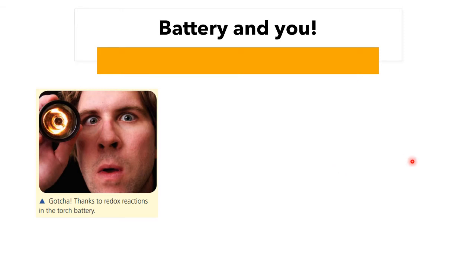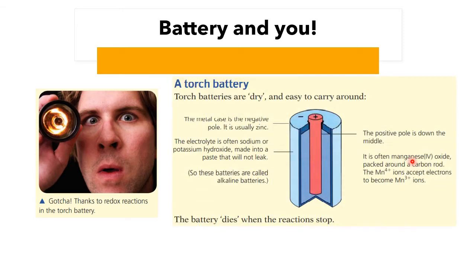Next, battery. A torch battery. I'm sure you are very familiar with this kind of battery. They are dry and easy to carry around. How does the torch battery look? The metal case is the negative pole and it is usually zinc. The positive pole is down in the middle here.